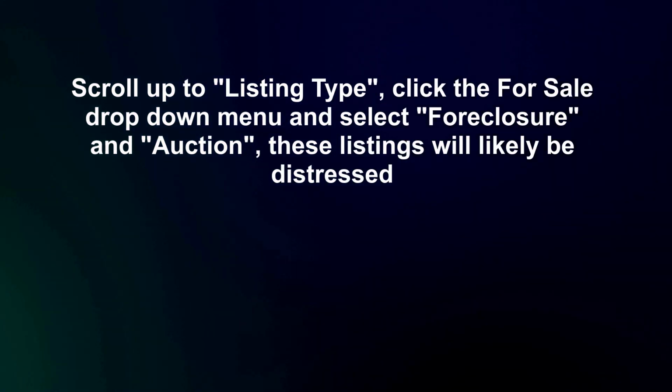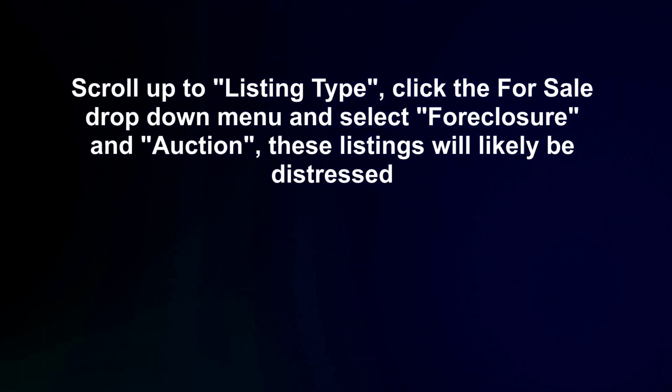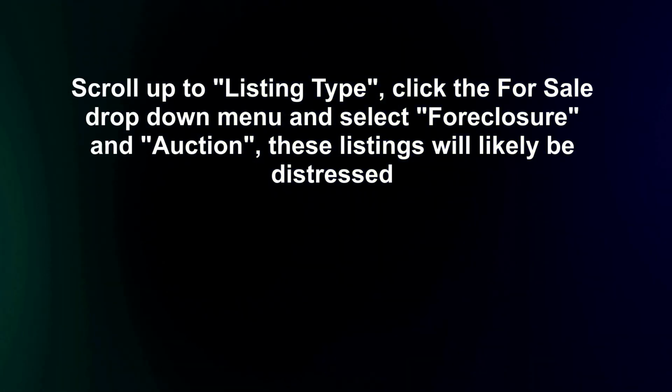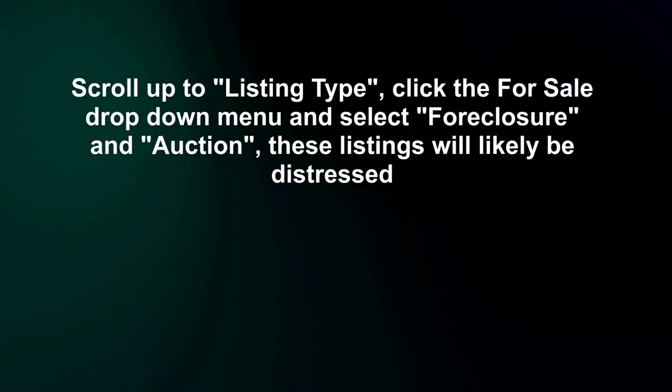Scroll up to listing type. Click the for sale drop-down menu and select foreclosure and auction. These listings will likely be distressed.